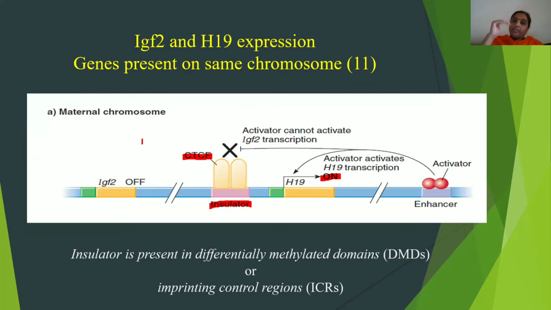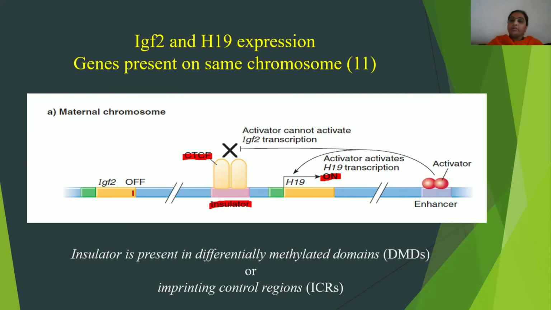In the germ cells, all the chromosomes will have the active form of H19 and the silent form of IGF2. That is, after meiosis, in the four haploid cells that are formed, H19 is present as the active gene and IGF2 as a repressed, or silent, gene.